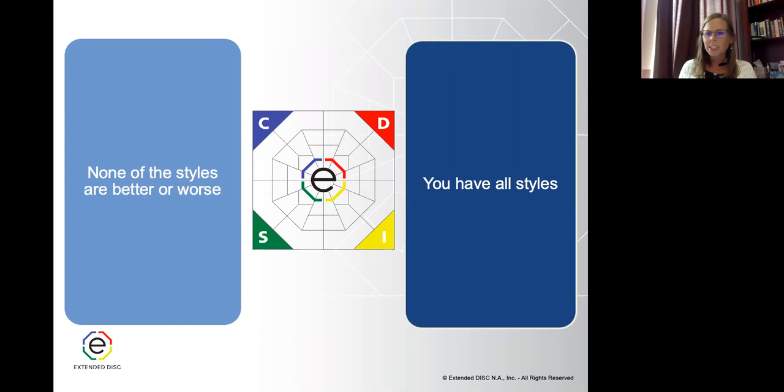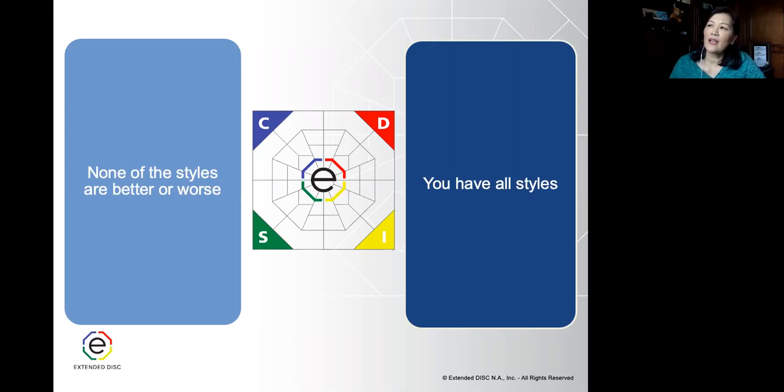What's interesting and important to remember is that we have all four styles within us. We have each one of them. The tool is measuring what's natural versus what's not natural. We're going to talk specifically about the four main DISC styles, and today we're focusing on D style. But as Amy said, you have all four styles. Just some styles are natural to you and some simply take more energy and effort.